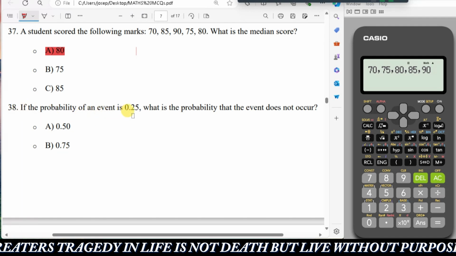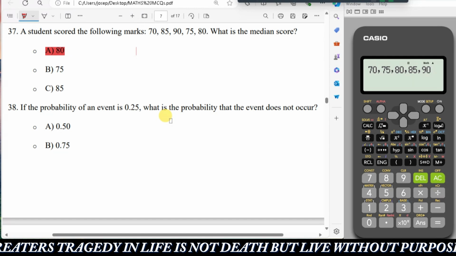If the probability of an event is 0.25, what is the probability that the event does not occur? So the 0.25 is the probability of the event occurring. And what's the probability that it will not occur? Now, probability is always out of 1. It is between 0 and 1. So if it is 0, it means the thing is not going to occur. If it is 1, it means there's a must. It will occur. There's no probability inside there.